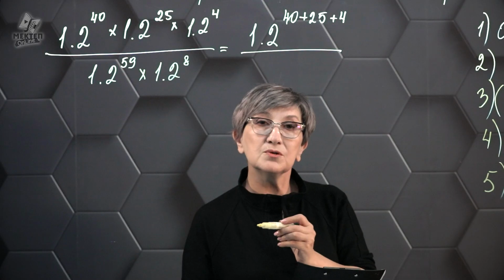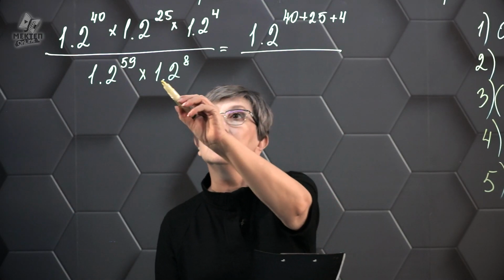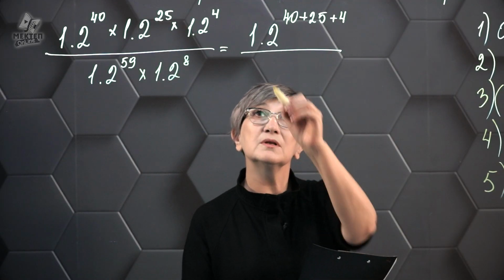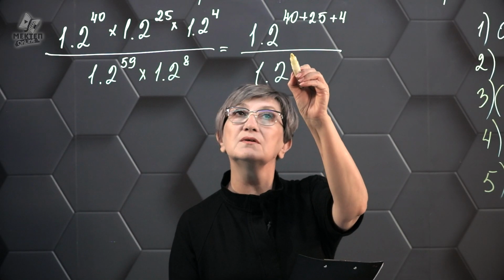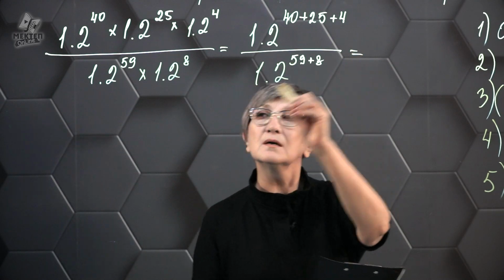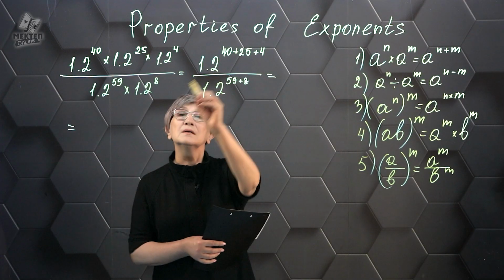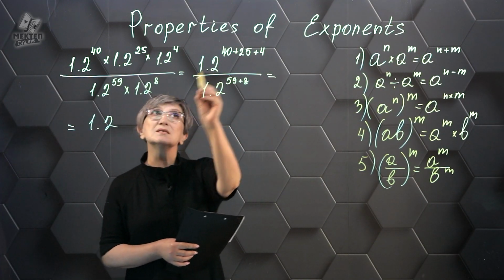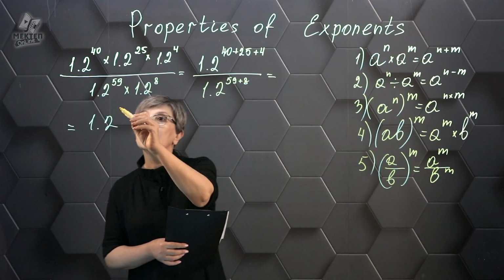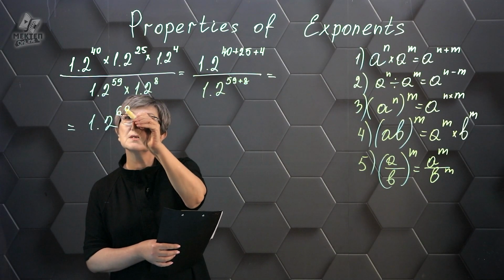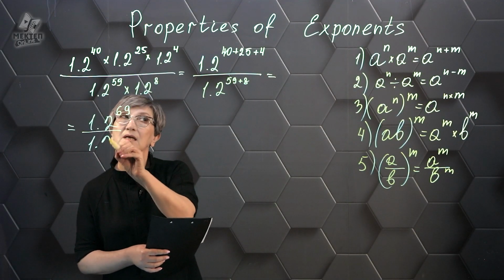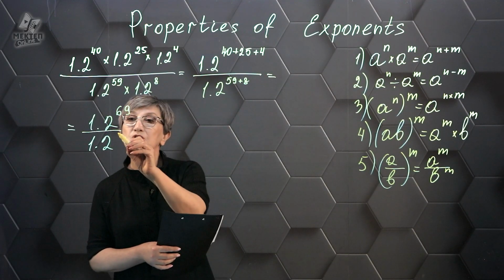We will apply this same property to the denominator. But first, let's turn our attention to the bases. They're equal, so I'm writing 1.2 to the power of 59 plus 8. In the numerator, 40 plus 25 is 65 and plus 4. The result is 1.2 to the power of 69. In the denominator, 1.2 to the power of 67.